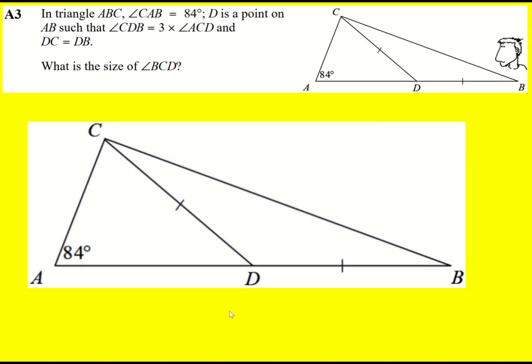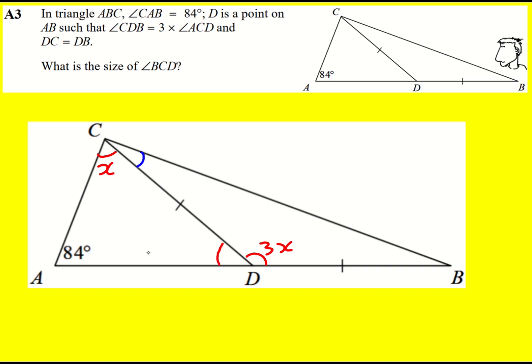Asked for angle BCD, so that is this one up here. We've got one angle on the diagonal already. We've got an isosceles triangle on the right. And also we're told that CDB, so that is this one here, is 3 times ACD. So I'm going to say that this one is x, which means this one will be 3x. And now we're on our way.